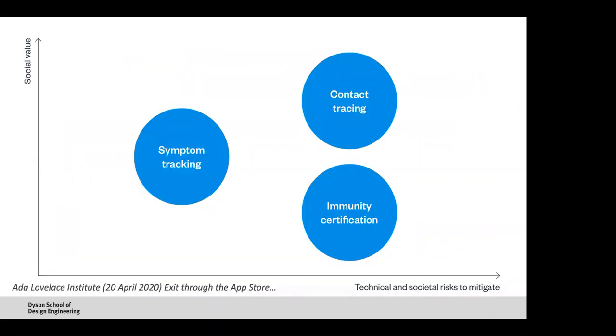In their report, which I strongly recommend you have a look at, you can see their assessment of the social value that a particular technology has, like symptom tracking, versus the benefits that this technology might bring. And the different experts provided advice on how they assess or judge these values.